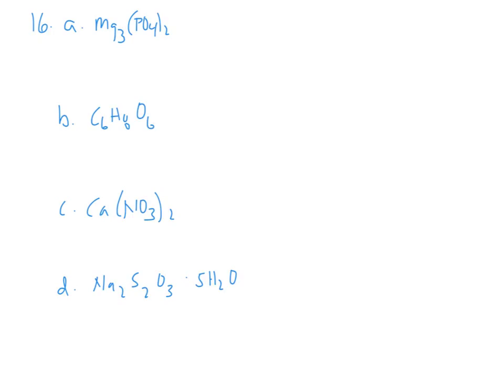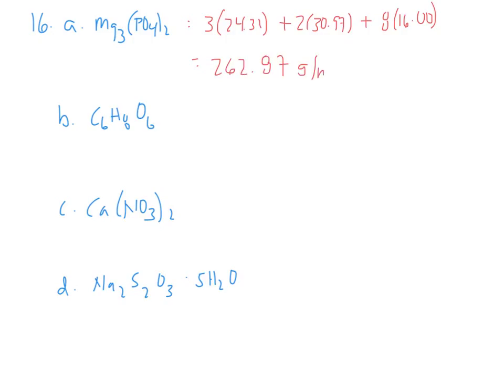Number 16, I'm hoping nobody had trouble with, but you're just being asked to find the molar mass of the following compounds. In part A, you've got 3 magnesium, and you find magnesium mass to be 24.31, plus 2 phosphorus at 30.97, plus 8 oxygen at 16. So I'm coming up with the molar mass for magnesium phosphate at 262.87, and you can express this as grams per mole, or I'll show you the way that IB likes to express it.